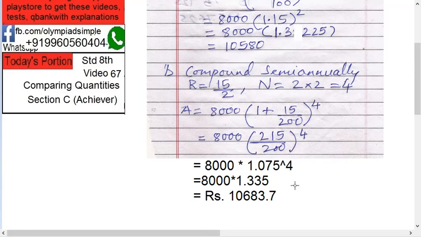Beyond 8th standard you'll have to do faster calculations. Either you need a calculator or you need Vedic maths to do faster calculations. There is no other option. Okay. So 10683.7. This is the answer required for semi-annually.